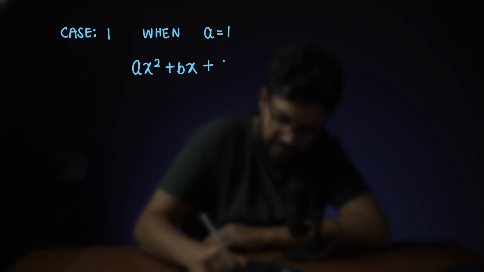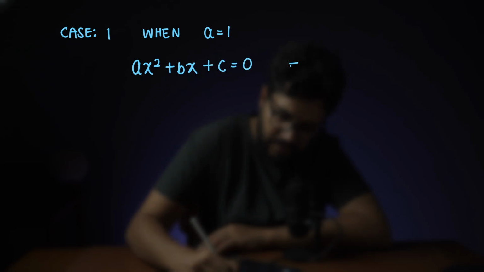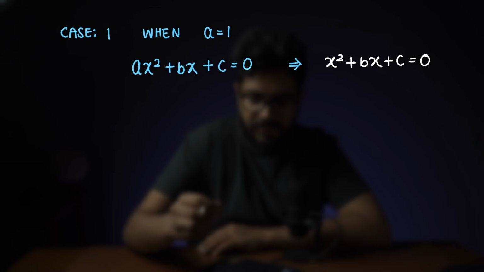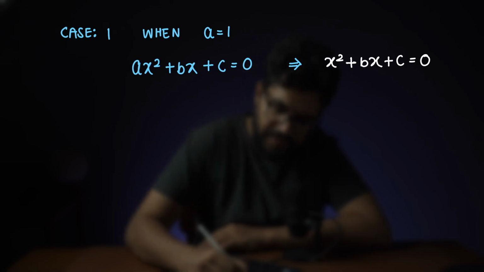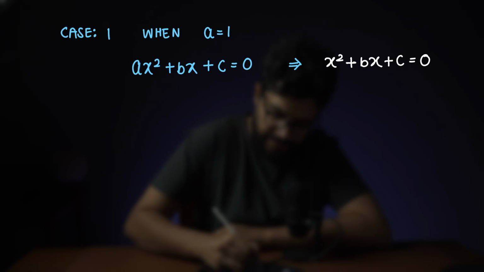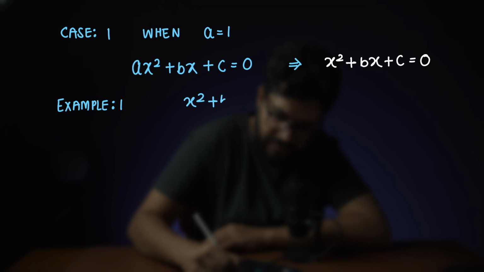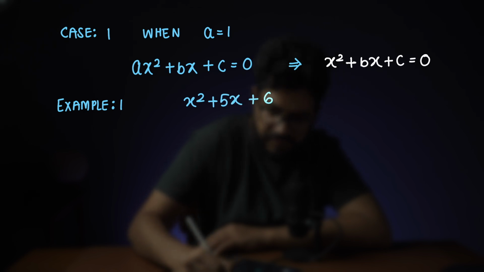So the general form of a quadratic equation is ax² + bx + c = 0, and we are considering our first case in which a is equal to 1, which means we have an equation of the form x² + bx + c = 0. In this case, the coefficient of x² is 1. So let's start with this example. x² + 5x + 6 = 0.